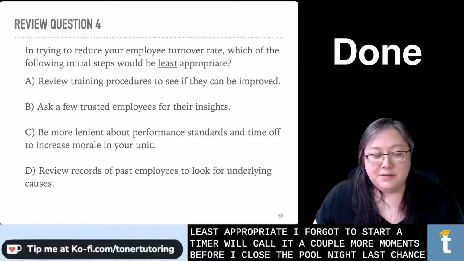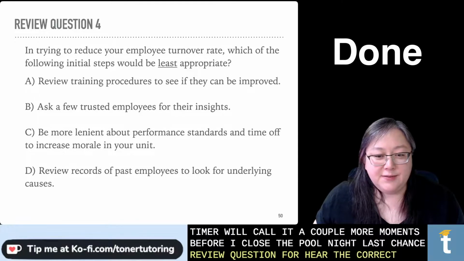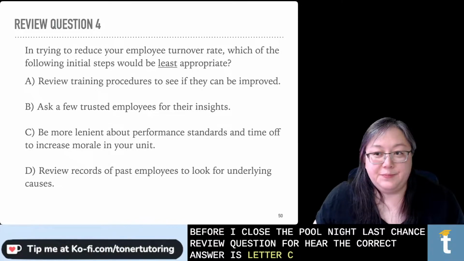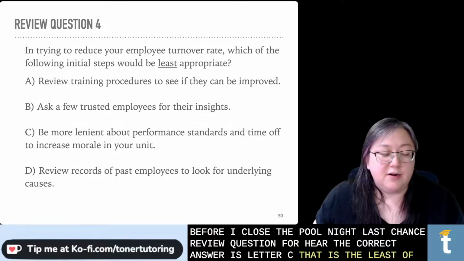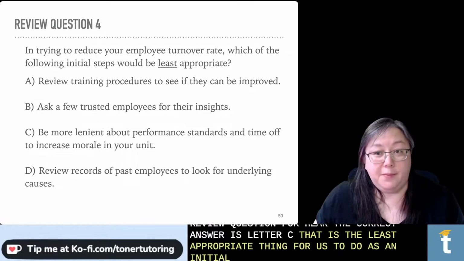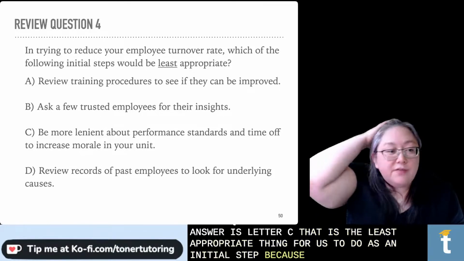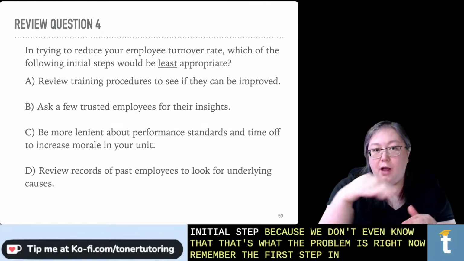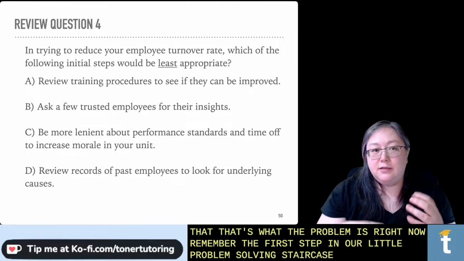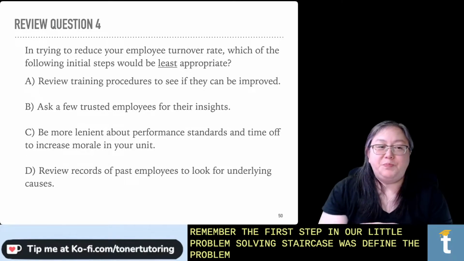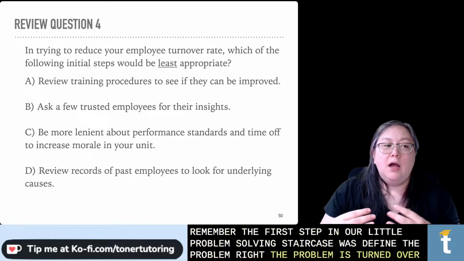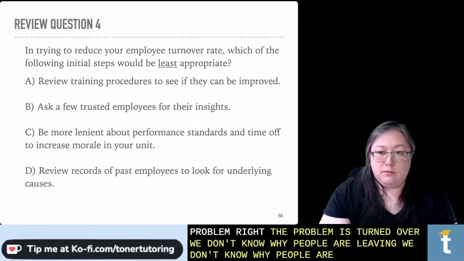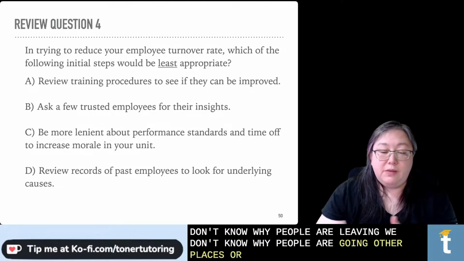Okay, review question 4 here. The correct answer is letter C. That is the least appropriate thing for us to do as an initial step, because we don't even know that that's what the problem is right now. Remember, the first step in our little problem solving staircase was define the problem, right? If the problem is turnover, we don't know why people are leaving. We don't know why people are going other places, or maybe they're not passing probation.